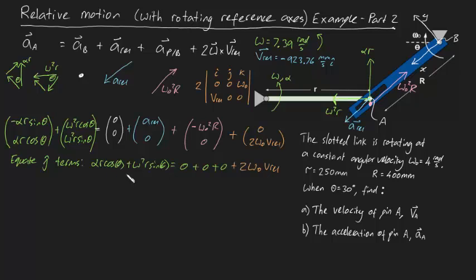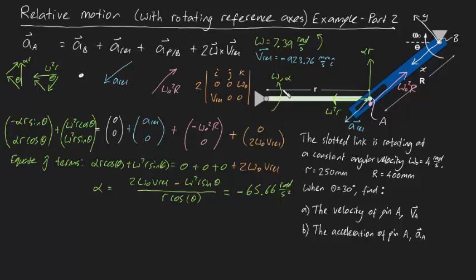And so we can actually solve for our angular acceleration of our link directly by just writing this as alpha must in fact be equal to 2 omega naught Vrel minus omega squared r sine theta, all divided by r cosine theta, like that. And if you plug this into your calculator, you're going to get minus 65.66 radians per second squared.